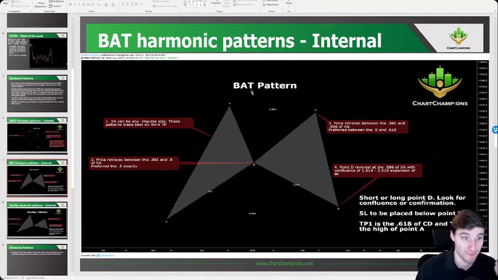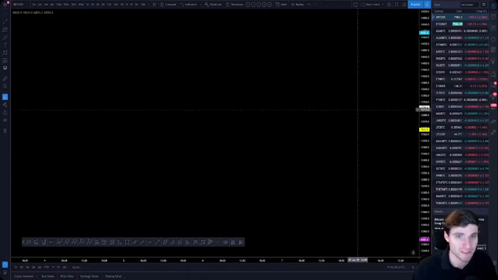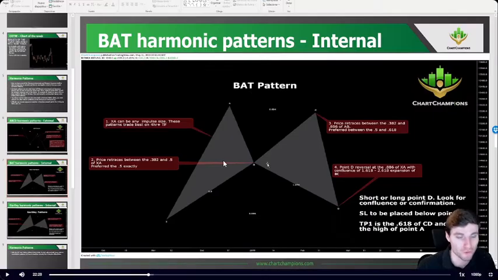So the bat pattern is very nice indeed. I like trading these ones, so these ones are more for me. You have more combinations. The bat pattern starts off very, very similar. It does start off very similar indeed.